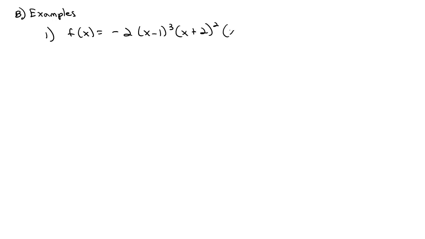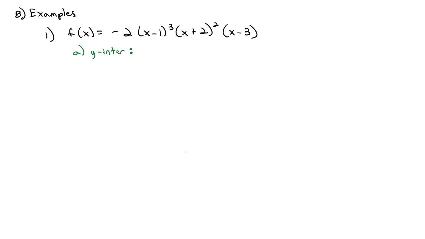So we're going to do some examples. And first we're going to start by graphing f of x equals -2 times (x minus 1) cubed times (x plus 2) squared times (x minus 3). And we're going to start off with finding the y-intercept.